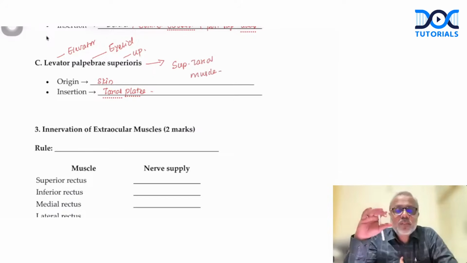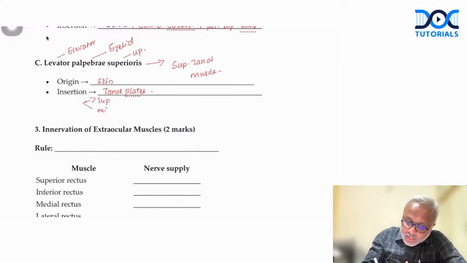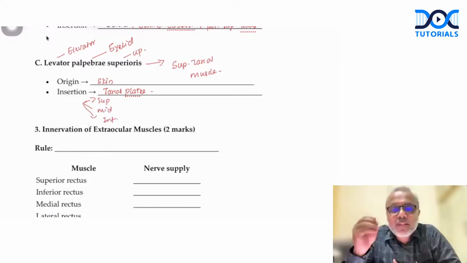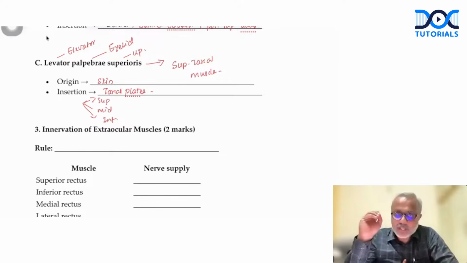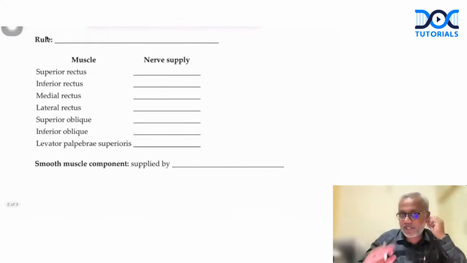Part of the attachment of levator palpebrae superioris gets detached. The insertion of the levator palpebrae superioris is divided into superior lamella, middle, and inferior lamella. One of these lamella will actually give rise to the superior tarsal muscle, right? Done. Then, what about the innervation?